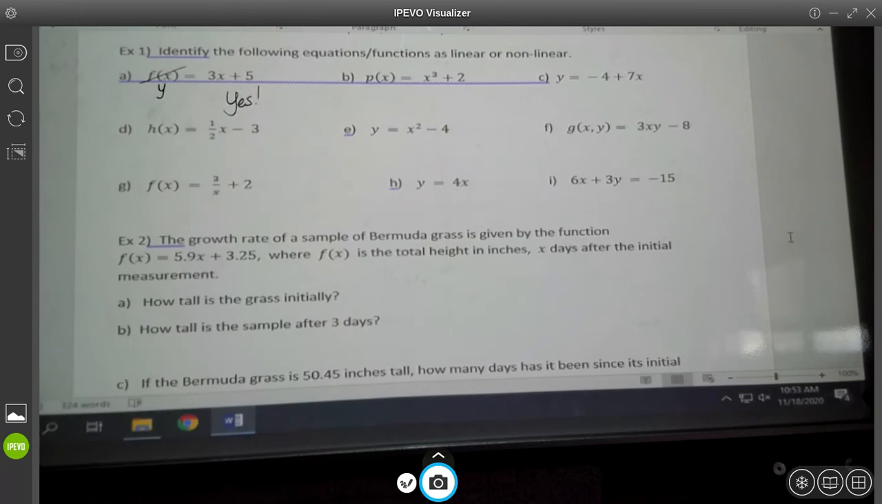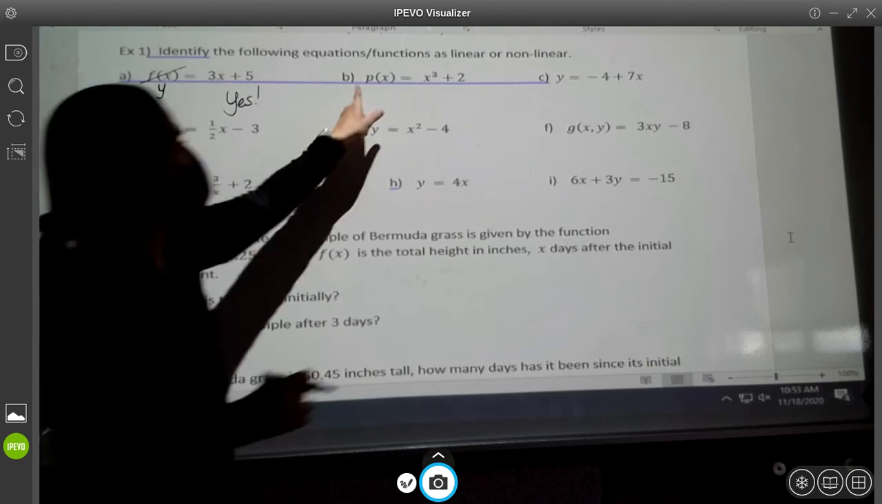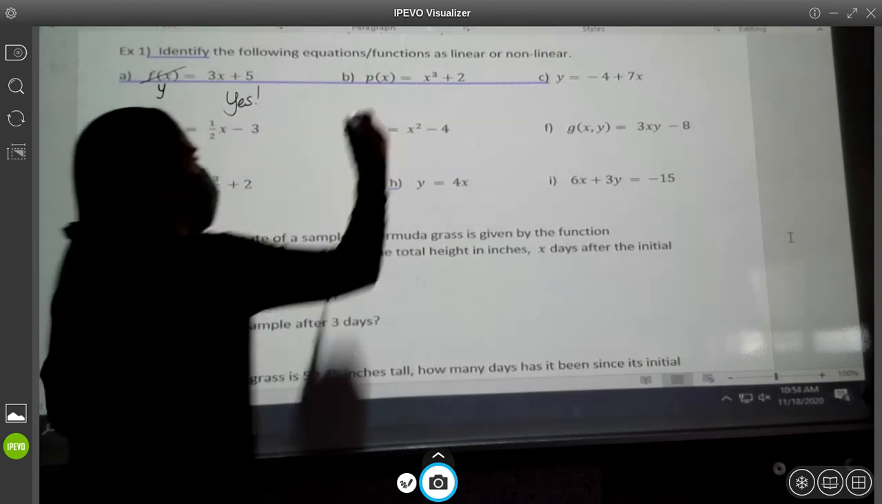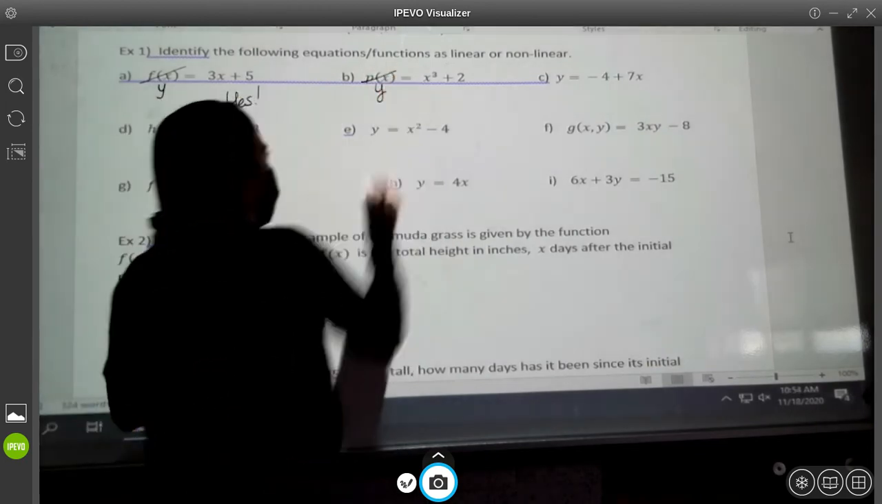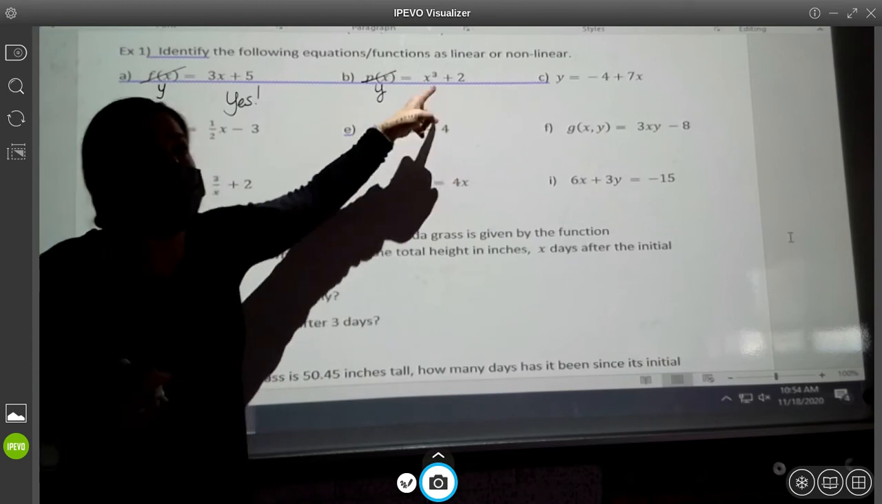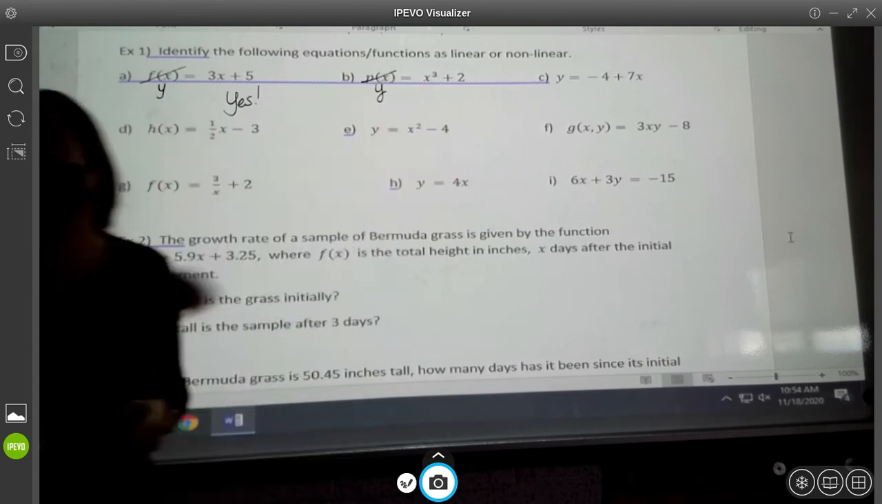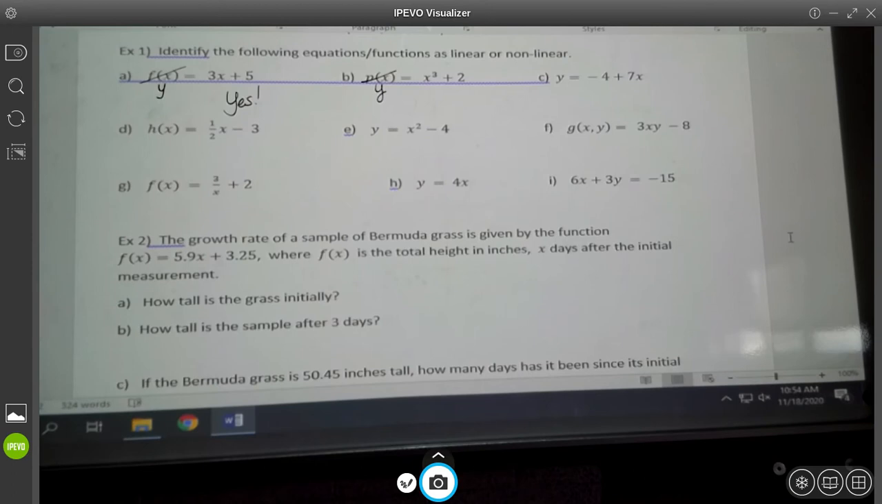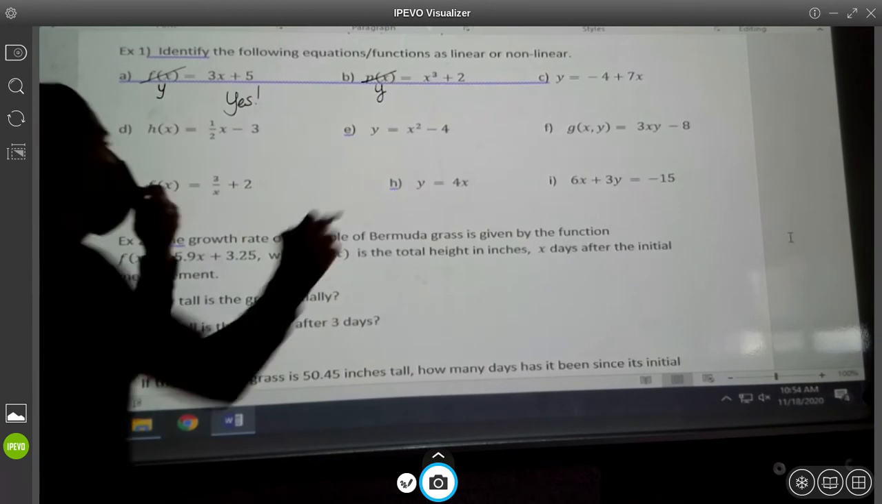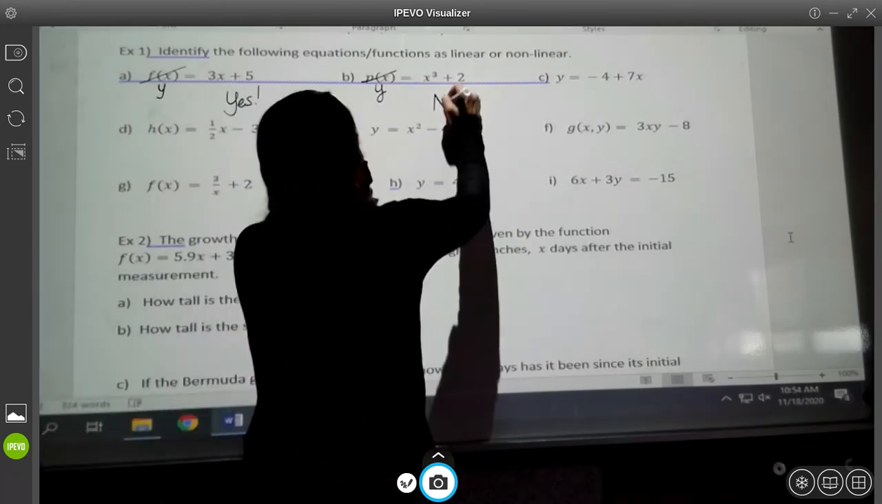All right? Look at this one. P of x equals x to the third plus 2. If you don't like P of x, put a y. Guys, is this a linear equation or function when we have an x to the third going on? Absolutely not, right? The highest exponent should be 1. This is definitely not linear. That's not simple with that x to the third going on.